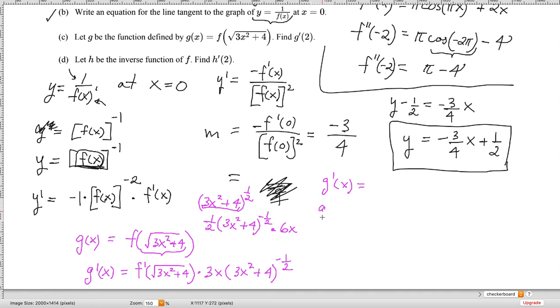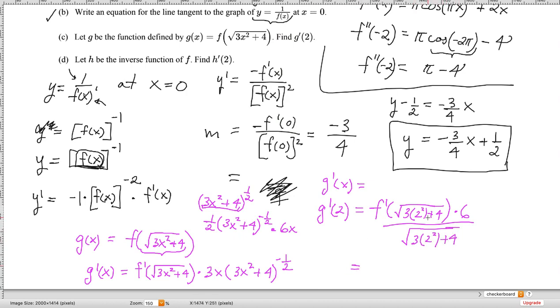I have an expression for g prime of x, so I'll just go right into finding g prime of 2 with this expression. It's going to be f prime of 3 times 2 squared plus 4, times, this is going to be 6, and then it's all over, I'm going to bring down this negative exponent, the square root of 2 squared plus 4.